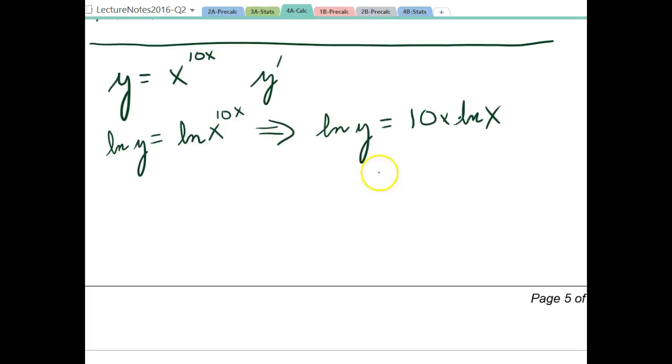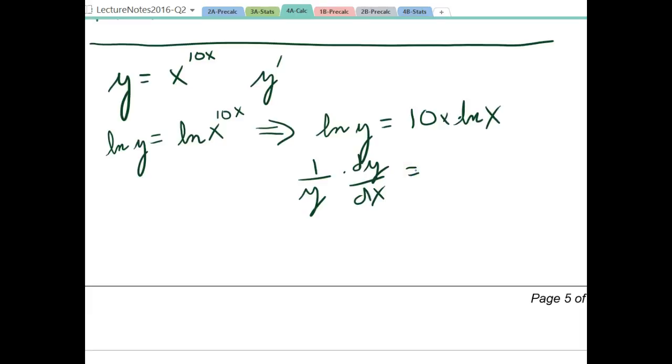We're using implicit differentiation here, so what I am going to do is take the derivative of both sides. Now the derivative of natural log of something is 1 over the something times the derivative of the something. So the derivative of y in implicit differentiation is just dy dx.